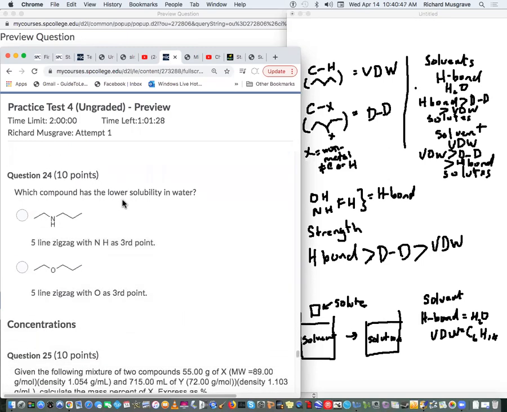Which compound has the lowest solubility in water? Well, again, NH, that's hydrogen bonding. And this one here is dipole-dipole. The one with the lowest solubility will be the dipole-dipole, will be this one here. Does anybody have any questions?